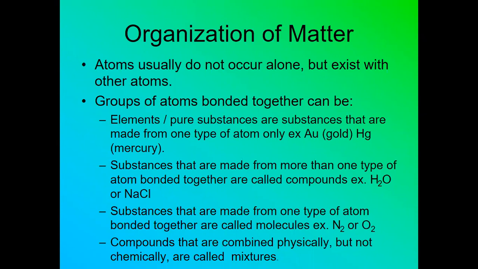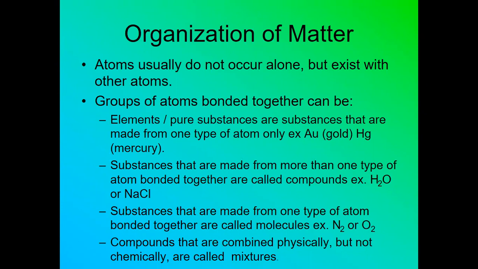We give these different groupings names. An element is going to be a pure substance. It means if you looked at the periodic table and picked any block, it would be more than one of that atom together. Compounds are when you choose two or more items from the periodic table that are going to bond together. Two examples of that would be H2O, or water, and NaCl, or table salt.